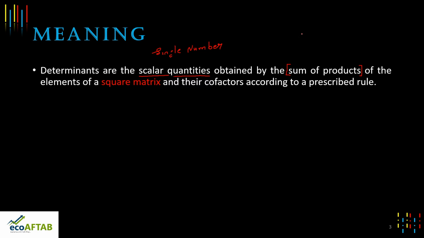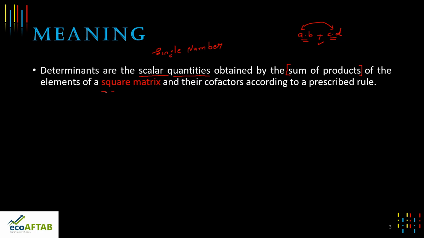So, what do you mean by sum of products? Product means we are multiplying two numbers, and these two numbers are multiplied, that is the products, and when you add it up it becomes sum of products of the elements of a square matrix.